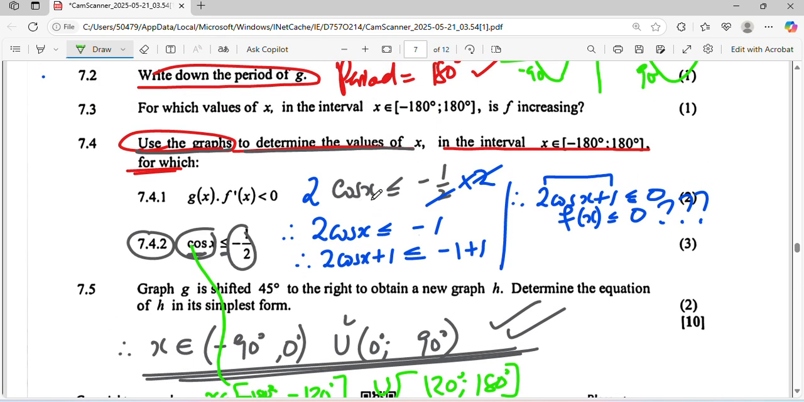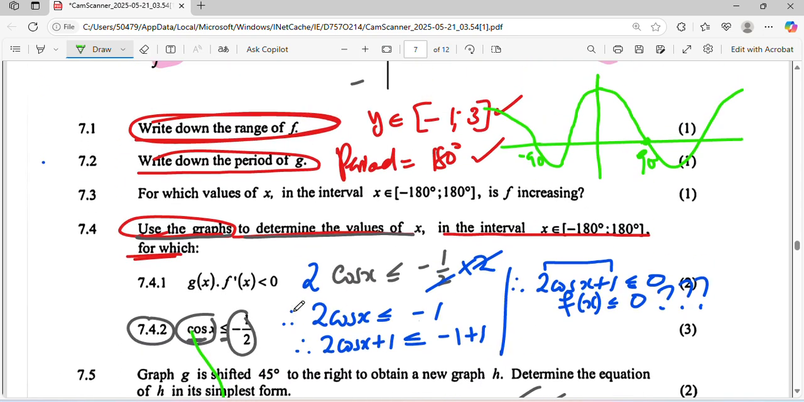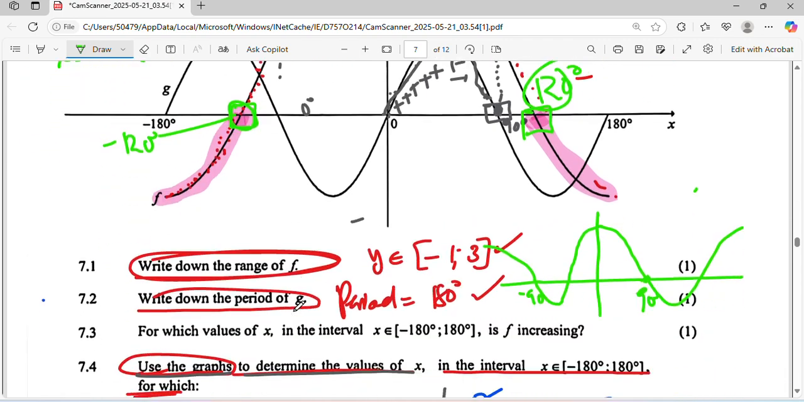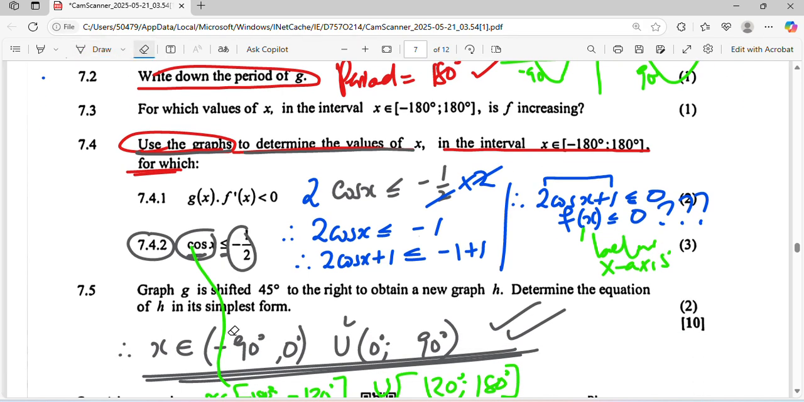This is what I do to get this solution here. And that's where it's below the x-axis, because f(x) less than or equal to 0 just means where is the function below the x-axis. Okay, below the x-axis.